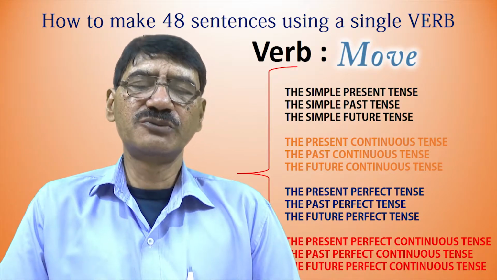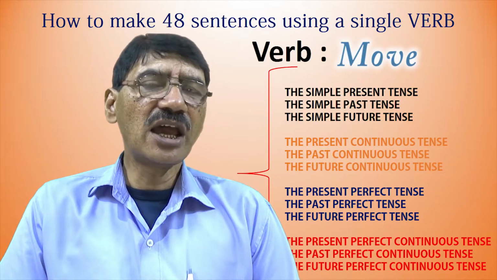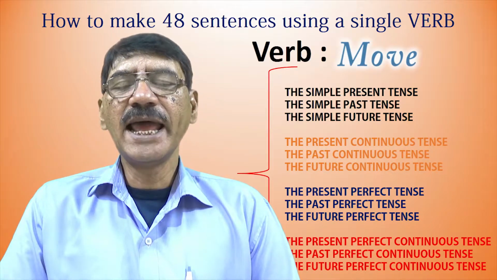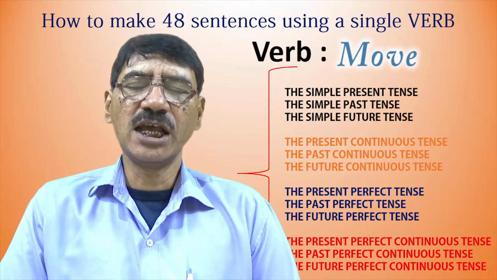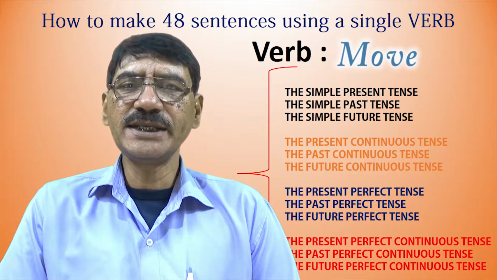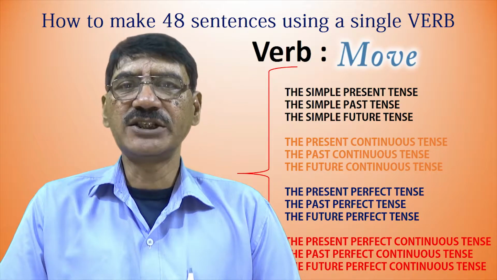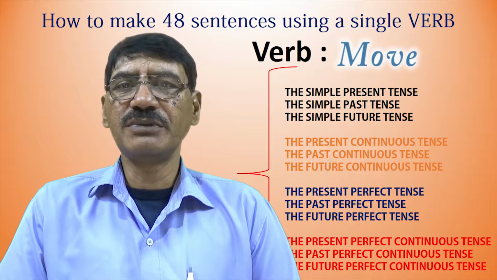We have moved from place to place. We haven't moved from place to place. Have you moved from place to place? Haven't you moved from place to place? We had moved from place to place. We hadn't moved from place to place. Had you moved from place to place? Hadn't you moved from place to place?